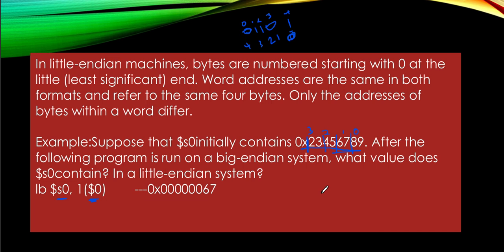Now you realize that we are loading from offset 1. When you are loading from offset 1, then it means we are taking the 6, 7. So the bytes that will load will be 6, 7. And now since it's a 32-bit architecture, you have to make sure that you pad it with the corresponding 0s to make it 32-bit.